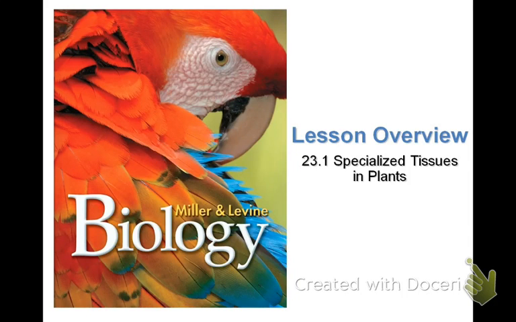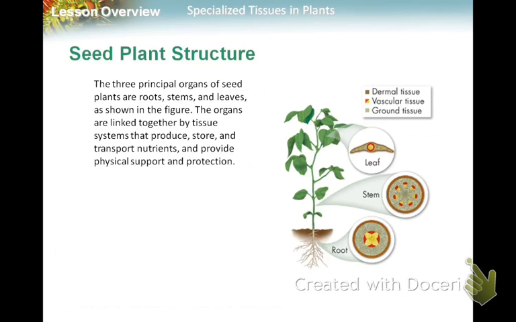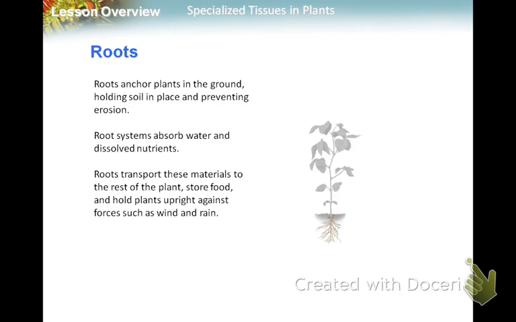Today's screencast is an overview of the rest of the chapter. We're going to go over the different types of plant structures, which you've probably heard about before, and in the coming sections we will go into a little bit greater detail. So, the main thing you need to know here: the three organs of seed plants are roots, stems, and leaves. They work together to keep the plant alive.